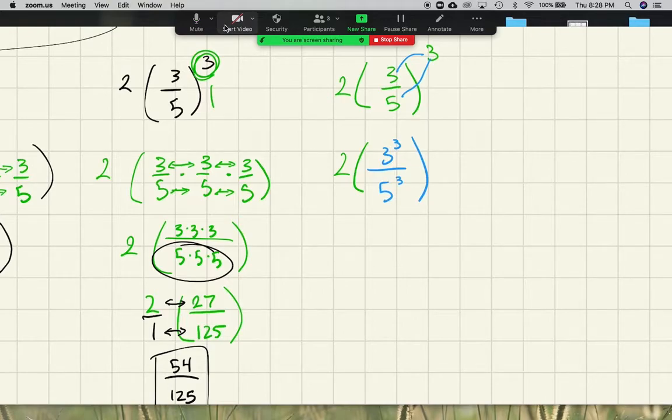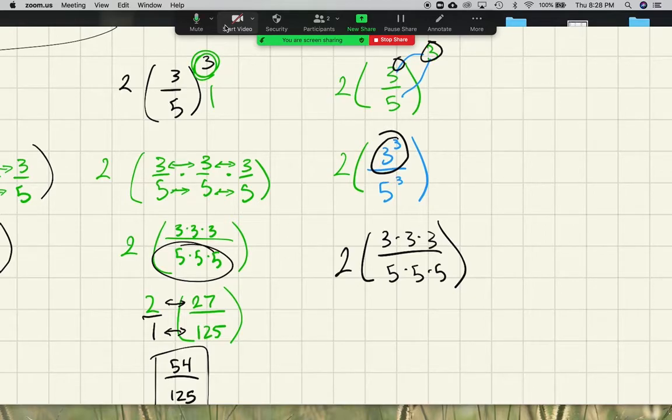Okay. And in that case, it would just be 2, and then this part means 3 times 3 times 3, and this part means 5 times 5 times 5. So it's the same exact thing. Yeah. It's just a lot of the time you think of that shortcut where you just put the 3 on this one and you put it on that one.